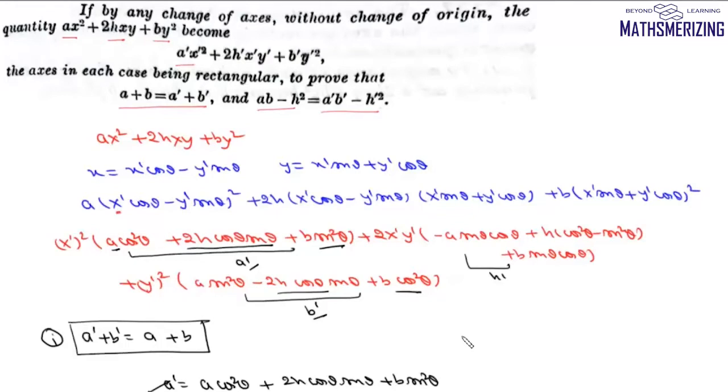Basically this result is called the result of invariants. So if we rotate the axes without changing the origin, then the quantity ax square plus 2hxy plus by square, if it becomes a dash x square plus 2h dash xy plus b dash y square, then a plus b will be equal to a dash plus b dash, and ab minus h square will be equal to a dash b dash minus h dash square. We'll be using this condition when we'll be solving questions on central conic.